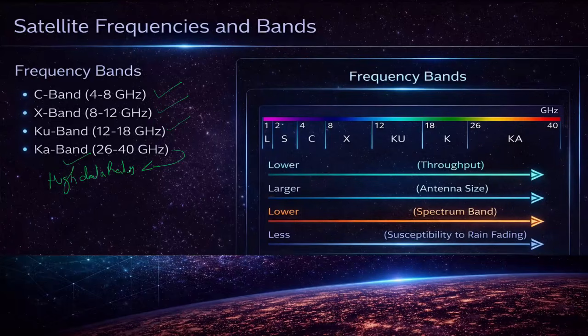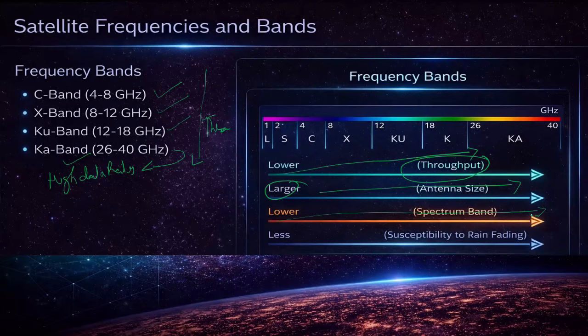Right? So let's see the trade-off. As we move from lower to higher frequency, throughput increases, right? This means higher frequency bands can carry more data. As we move from lower to higher, throughput increases, but antenna size decreases, and available bandwidth increases, right? Here we have lower bandwidth. As we move towards K, we have higher bandwidth.